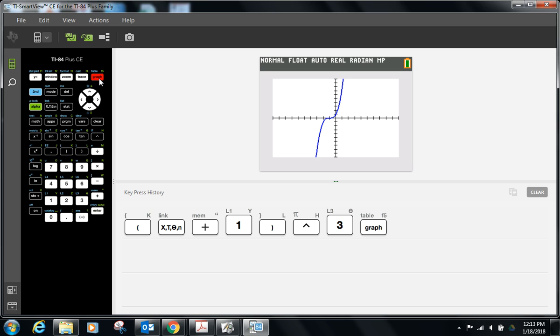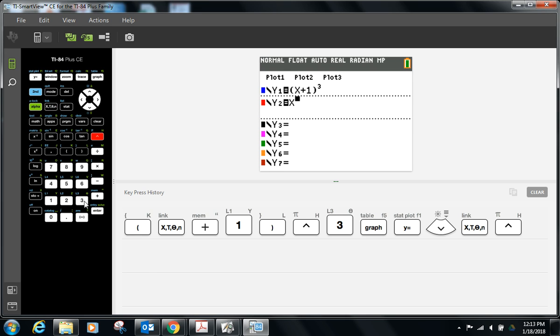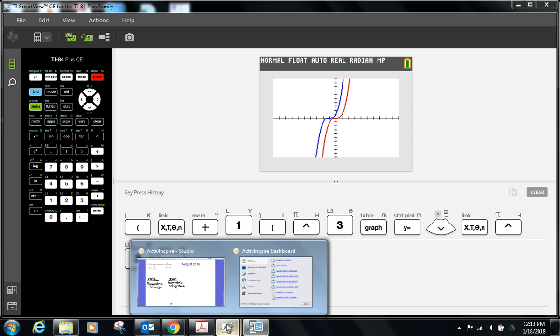Watch. Ready? Here's the difference. Let me do one that looks similar to it, but is actually an odd function, x to the third. See my red one? That is symmetric with the origin. So my red one is odd. But the blue one doesn't go through the origin, so it can't be symmetric.